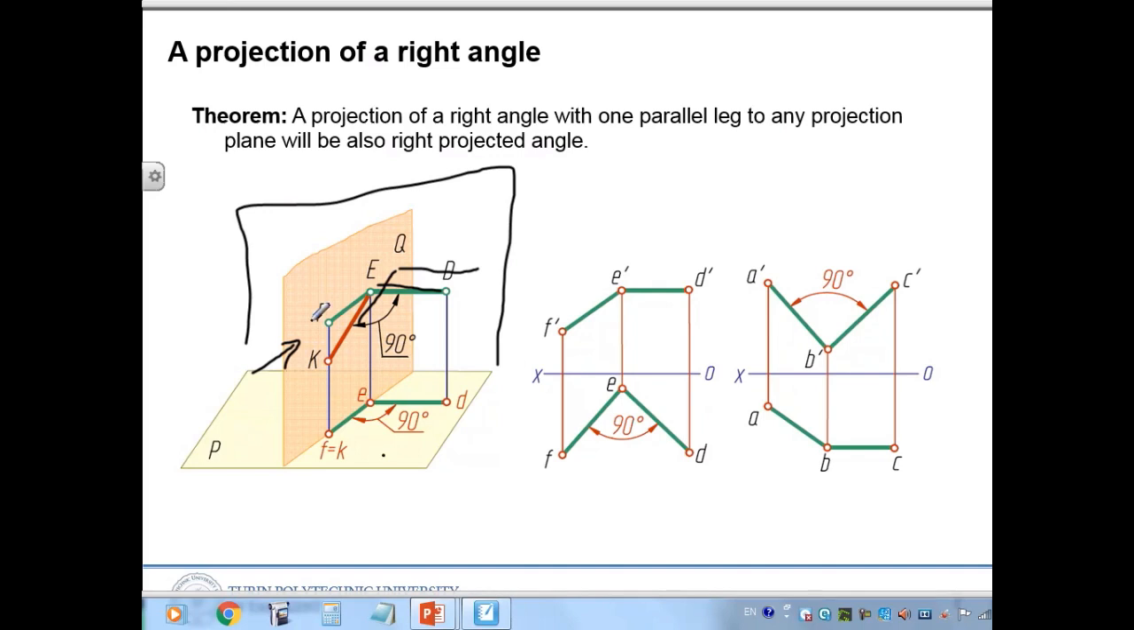If both legs are parallel, then in one projection it will be something like this. So A will be here. Okay, A, B, C. In one projection it will be a line, and in another projection it will have a 90-degree or right angle. So we use this information. Okay, so one leg is parallel, so then that will keep that angle. So we'll use this information.